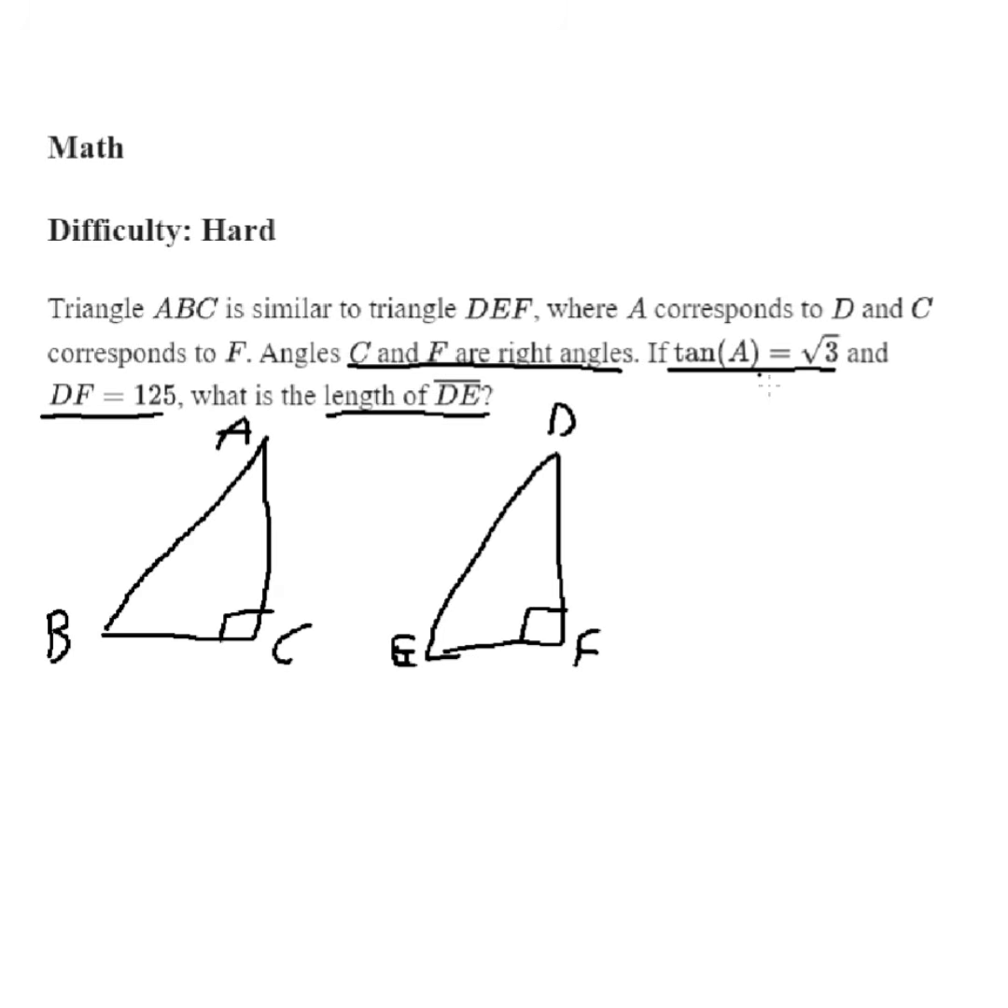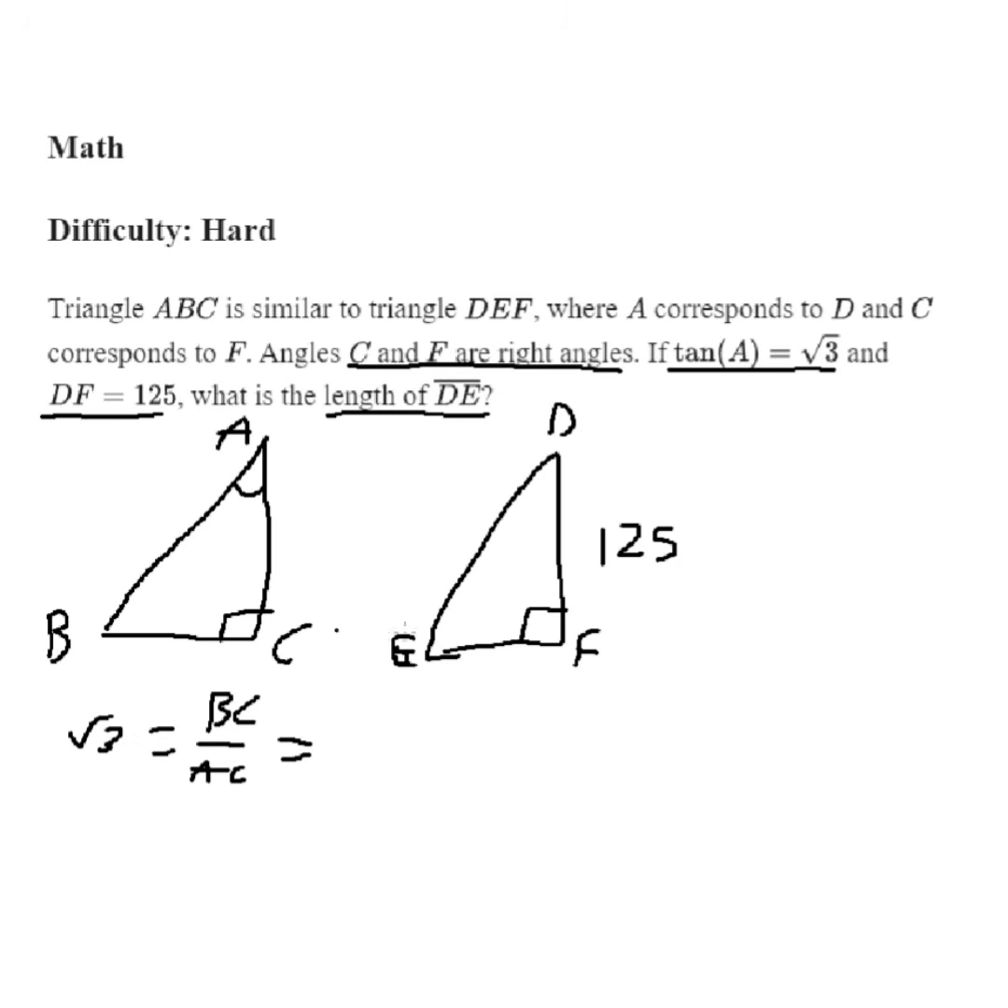Tangent of A equals square root 3. And since tangent is opposite over adjacent, we can just write that tangent of A, or square root 3, equals opposite, which is the segment BC, over AC, right? Equals, we can also from here write in, we have DF equals 125, right? And we're looking for the length of DE.